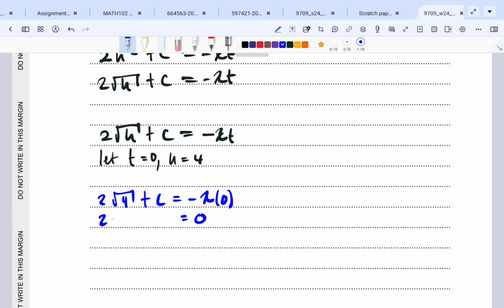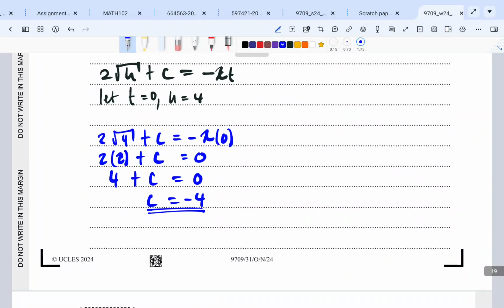Then here is going to be 2 by the root of 4, which is 2. Then plus c. This becomes 4 plus c is equal to 0, which makes c be equal to negative 4, because I'll take 4 to the other side. Just adding, it takes the other side to subtract, okay? It will become a minus 4. Then you have the c. So now I have the c.